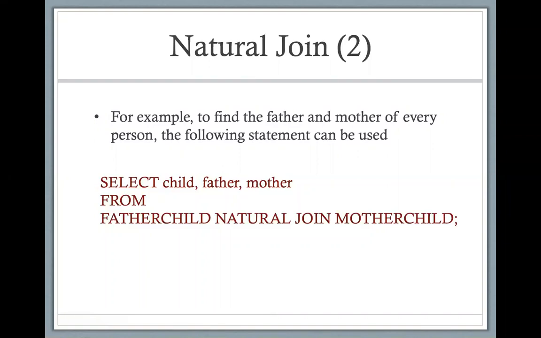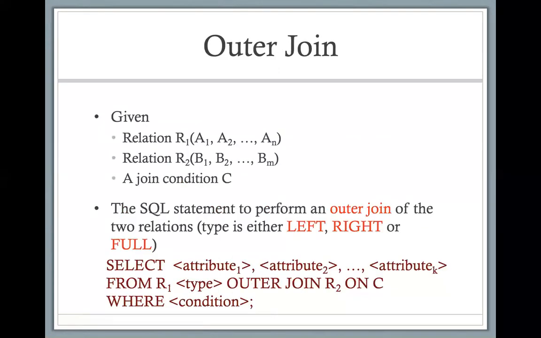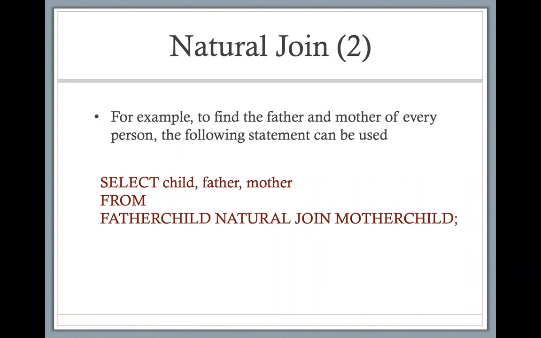Father and mother that have the same child. So basically, for every child, it will show you the name of the father and the name of the mother. Correct. And here we're using natural join, so I don't have to have a condition at all, because it will explicitly equate the column child in father child with the column child in mother child.